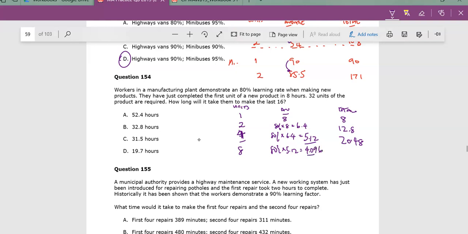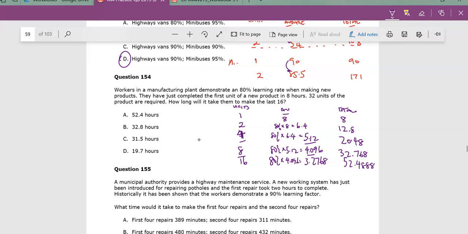So I know what the average time is, and I can find the total time. If the average time is 4.096, and I have 8 units, therefore this times this gives me 32.768. And then now for 16 units, I arrive here. 80% times 4.096 gives us 3.2768, and therefore a total time, this times this, of 52.488. So I now have the time it takes to make 16 units.